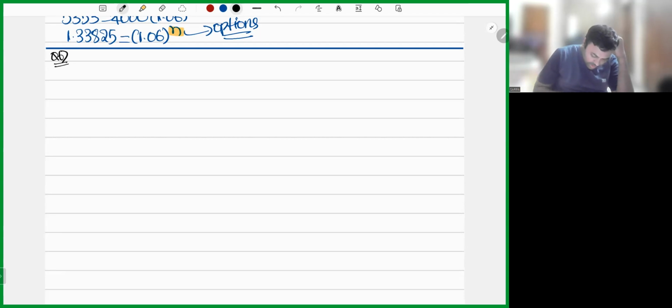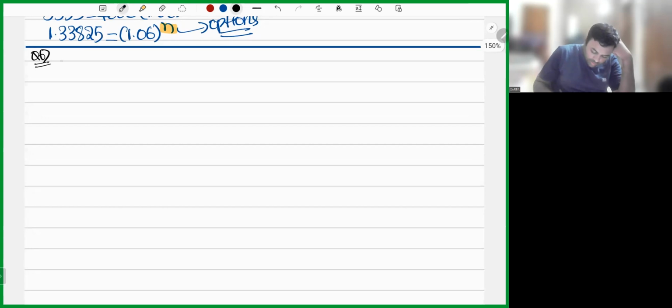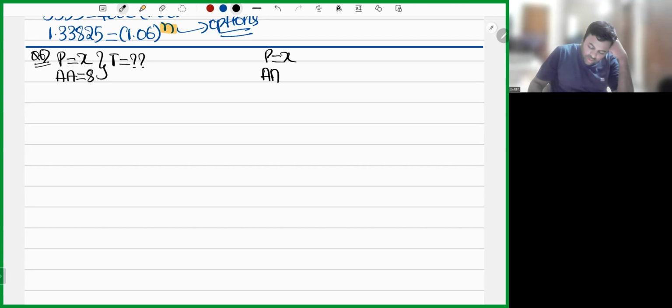The time by which a sum of money becomes 8 times itself: principal is equal to X, accumulated amount is equal to 8X. It doubles in 15 years. Keeping principal as X, it will become accumulated amount 2X in 15 years. He's asking you to solve this.